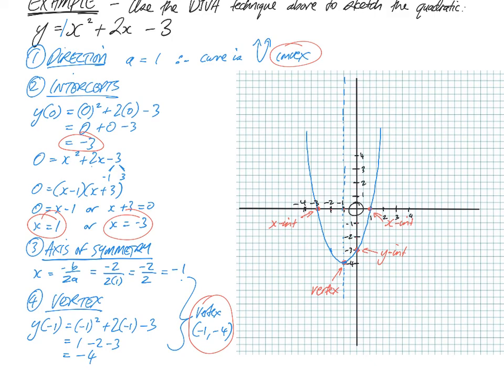So that is using the DIVA method that I've made up. It's an amalgamation of a bunch of different steps, but I've just put it all into one and given it a nice name. So that is using that method to sketch a quadratic on a grid using a few points rather than a whole table of values.